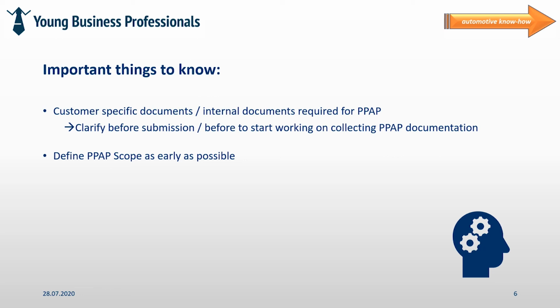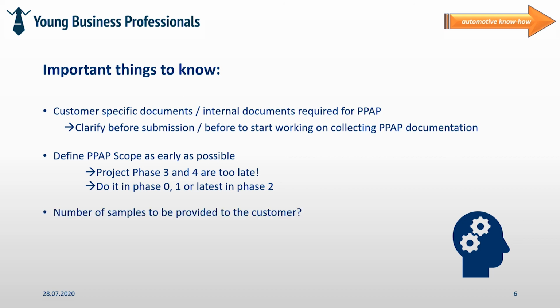It is really helpful to sign a PPAP scope agreement in the early phases of a project, maybe phase 1 or 2, but definitely earlier than APQP phase 3 and 4 of the project, as this is definitely too late. Clarify also the number of samples that might be required. In addition, please be aware that an agreed PPAP Level 5 scope does include this on-site review. So in case customers ask for that, they are right to do so.